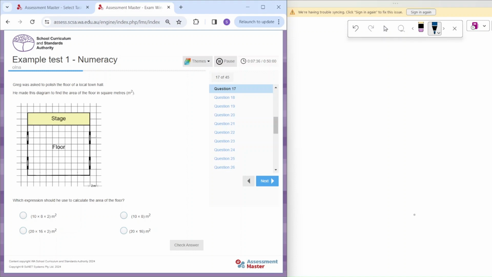Greg was asked to polish the floor of a local town hall. He made this diagram to find the area of the floor in square meters. So the key bit of information there is to find the area of the floor. We've been shown on the diagram that we've got the floor and the stage. So what I hear straight away is we need to find the area not including the stage, because we've just been asked for the floor. So again, the importance of reading the question. Which expression should he use to calculate the area of the floor?